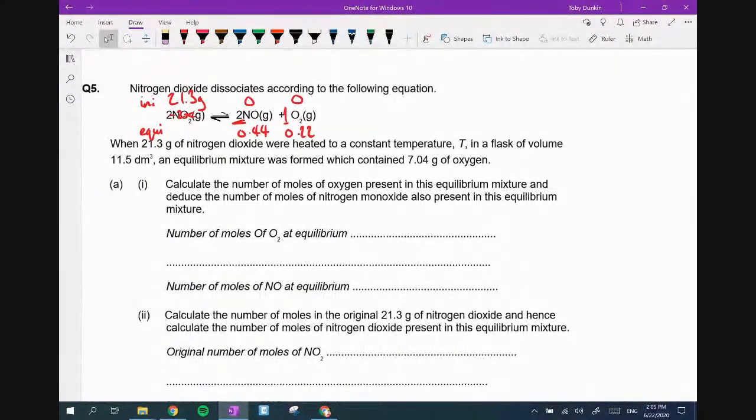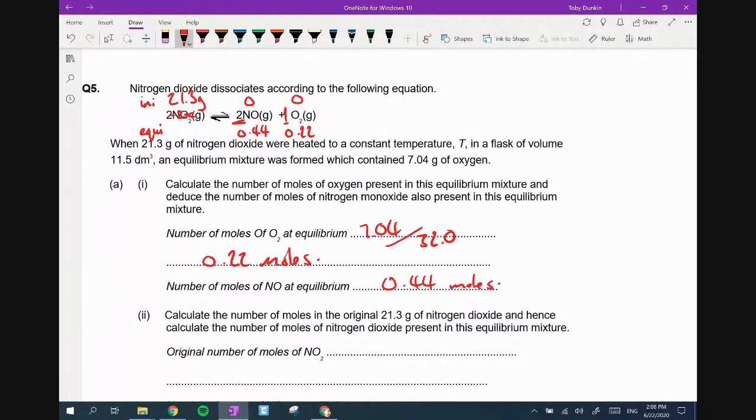So the moles of oxygen at equilibrium is 7.04 grams divided by 32.0, and I get 0.22 moles at equilibrium. We know that that's in a 2-to-1 ratio with nitrogen monoxide, so the moles at equilibrium for that one is going to be 0.44.